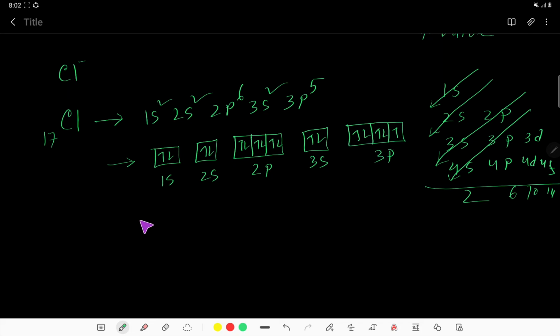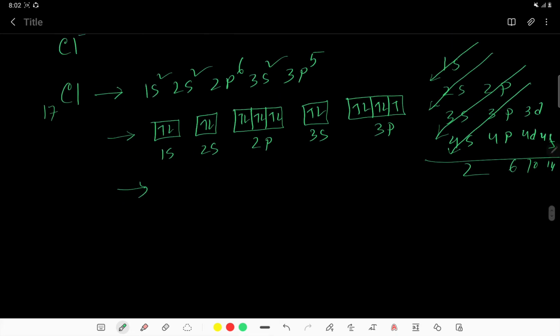So now we'll write the electron configuration of chlorine using noble gas notation. So how to do that? You know that we have noble gases like helium, neon, argon, xenon, radon, right? The atomic number of helium is 2, neon is 10, argon is 18.